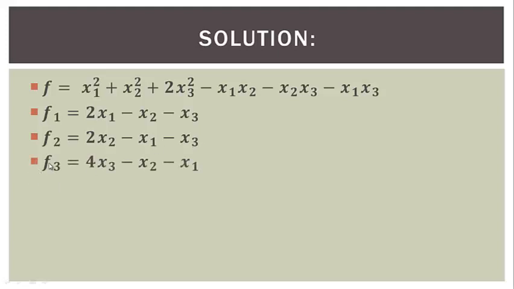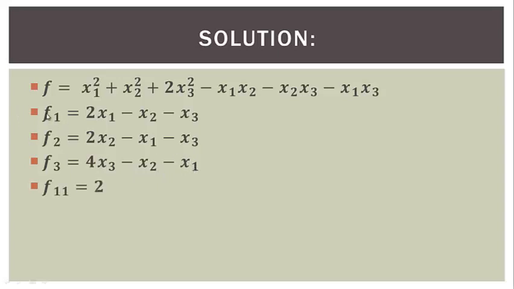So differentiating partially with respect to x3, the derivative of this term is 4x3, minus the derivative of this term with respect to x3 is minus x2. The derivative of this with respect to x3 is minus x1. So this will give us 4x3 minus x2 minus x1.